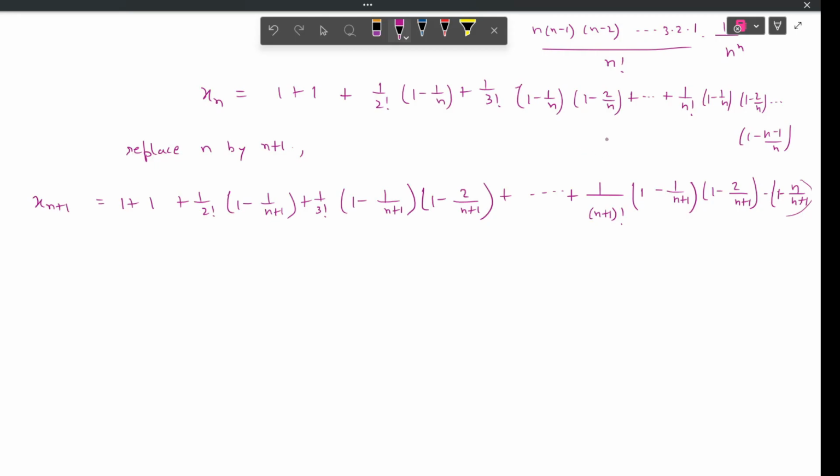Now let us say this is our equation number 1 and this is our 2. So from 1 and 2, you can observe that the first two terms are equal. And we also observe that 1 by n plus 1 is less than 1 by n, right? Because we know 1 by 3 is less than 1 by 2. So we can say that 1 by n plus 1 is less than 1 by n.